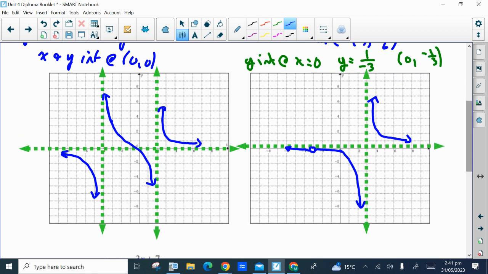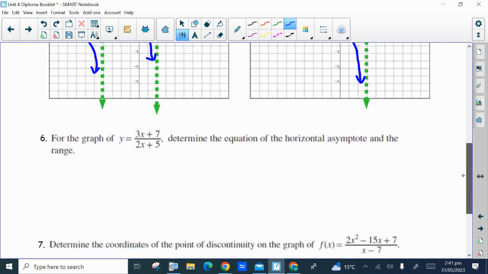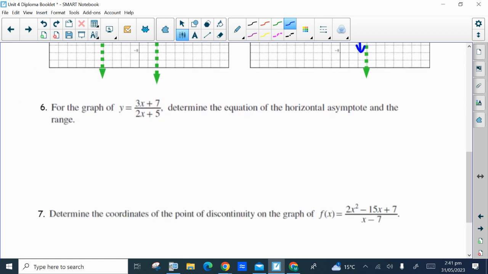But again, the graph must have your asymptotes. It must have the point of discontinuity for the graph to be complete, and arrows on the ends. So for number 6, it just says, what is the equation of the horizontal asymptote? Because the degree of the top and bottom are the same, we just divide the coefficients. Y equals 3/2. That's the equation of the horizontal asymptote.